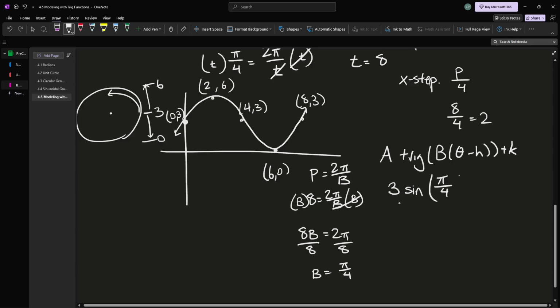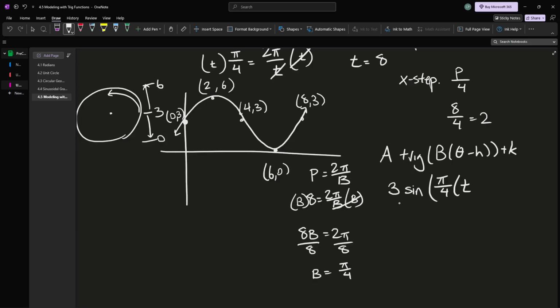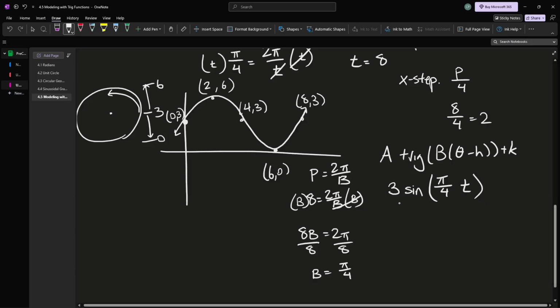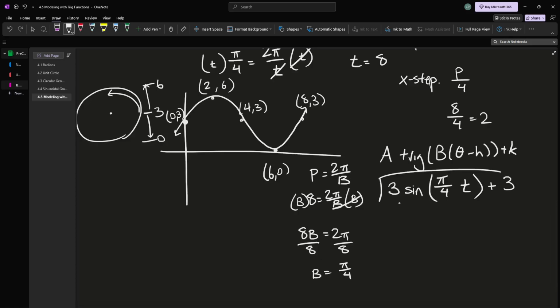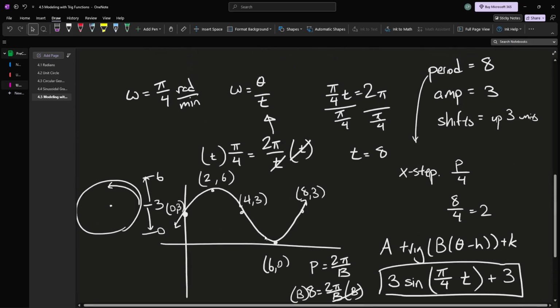Pi over 4 times time, because I don't have theta in this case, I have time, minus h, my horizontal shift. I do not have a horizontal shift. You could write minus 0, but anything minus 0 isn't anything, so that would go away. It's pi over 4 t plus my vertical shift of 3. This is my function. This is my graph.